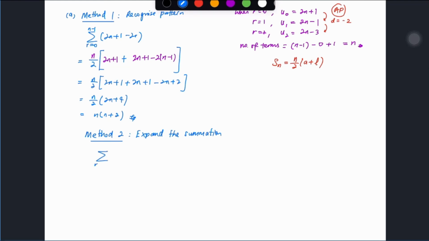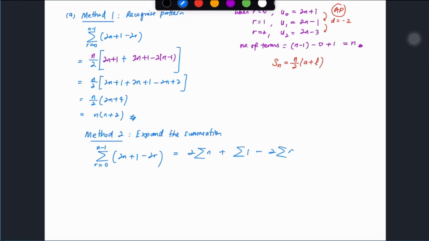Here we have r equals 0 to n minus 1. Put in the question first. There are many ways to expand this out. What I would like to expand out is my constants and variable. So you can expand out as summation of 2n plus summation of 1 minus 2 times summation of r. Correct? You can expand like that, because we are just distributing. Because we're summing anyway, we can distribute the summation. Now you can expand like that.